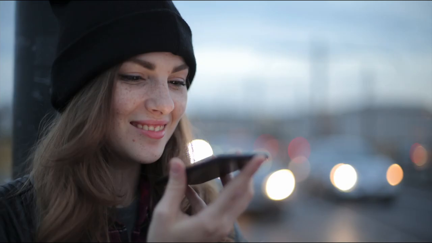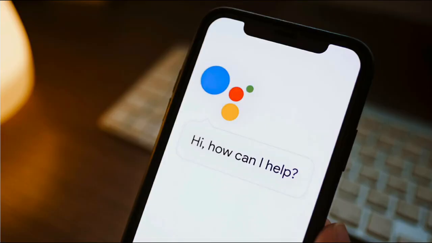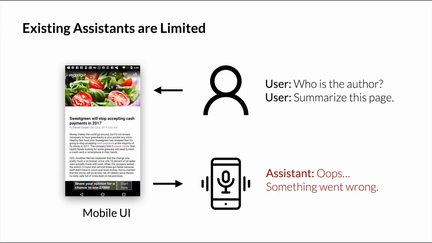Conversational interaction allows users to efficiently communicate with the computing system and is useful when other input modalities such as touch are unavailable. It is also a long-standing pursuit of HCI research for decades. Nowadays, users can already ask smart assistants to perform simple mobile tasks such as setting an alarm. However, existing assistants are still quite limited in the interactions they support.